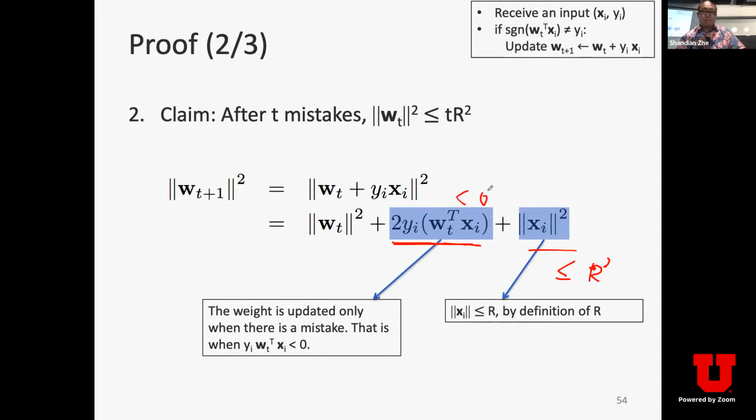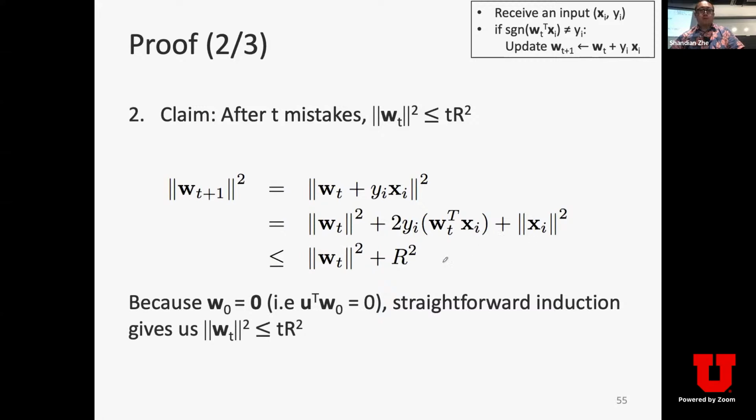So the right hand side is upper bounded by R squared plus the square norm of W_t, and this cross term is less than 0, so it is upper bounded by this plus 0. From the induction assumption, we know the square norm of W_t is upper bounded by t R squared. Merging this R squared, we get the upper bound (t+1) R squared. So we finish the proof of the induction step.